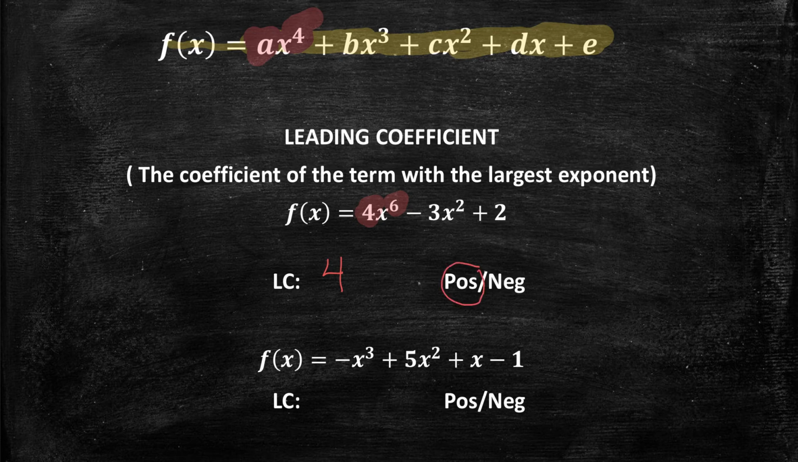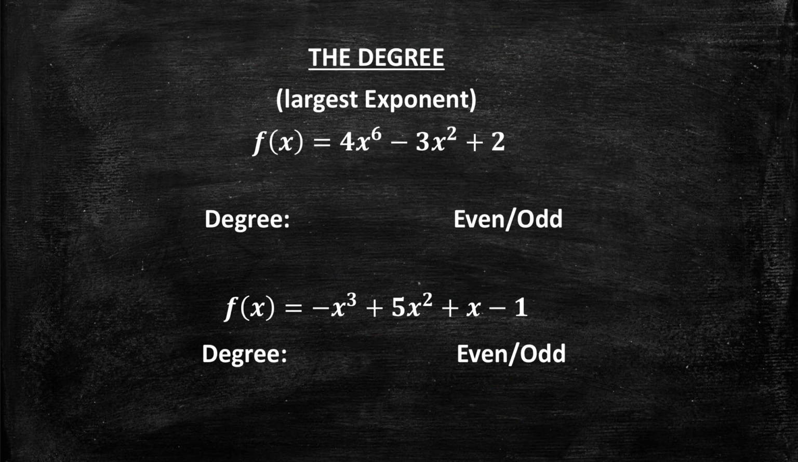Now, let's look at the next one. You'd want to look for the highest exponent. So the highest exponent is 3, and then the leading coefficient of that term is right here. Well, you have to remember that if you have a negative, that's assumed to be a -1, so your leading coefficient is -1. Therefore, the leading coefficient is negative.